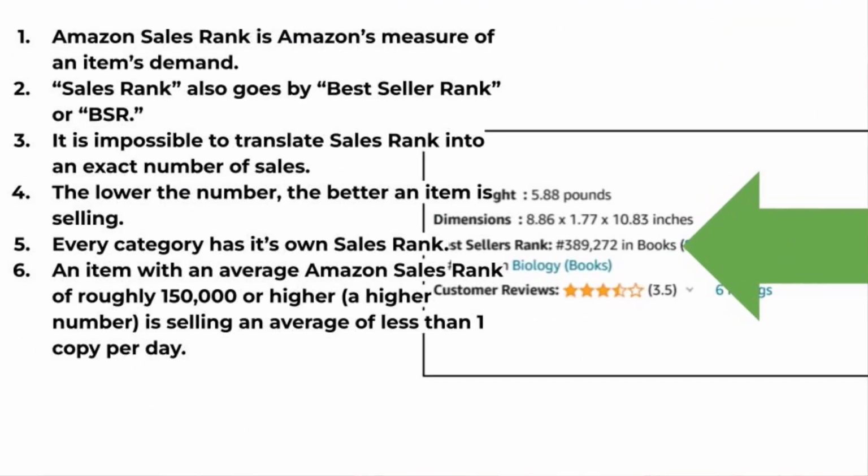Fact number 6, an item with an average Amazon sales rank of roughly 150,000 or higher, meaning a higher number, is selling an average of less than 1 copy a day, whereas an item with an average rank of 150,000 or better in the books category is selling an average of more than 1 copy a day. Now, that's not an exact figure, and it's just what we're going to use as a nice round number to think in terms of better than 1 copy a day or worse than 1 copy a day.